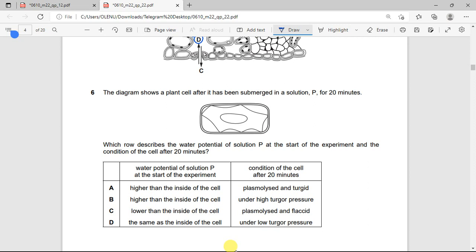So the diagram shows a plant cell after it has been submerged in solution P for 20 minutes. Now you find out that it has lost content from inside the cell, so solution P should have low water potential.